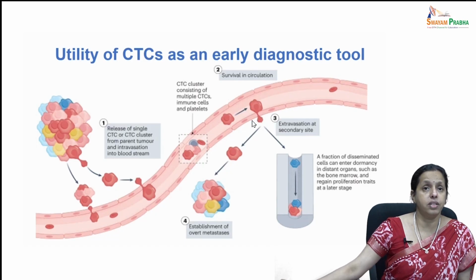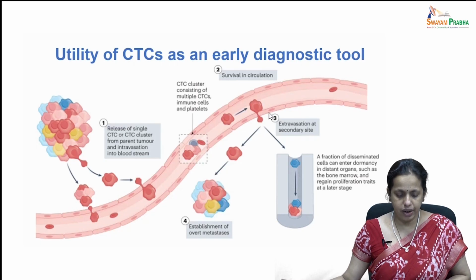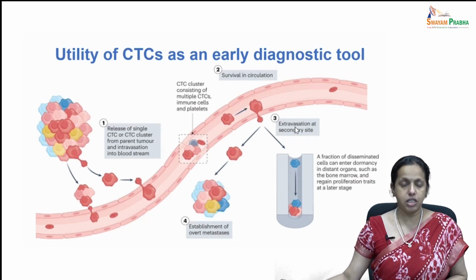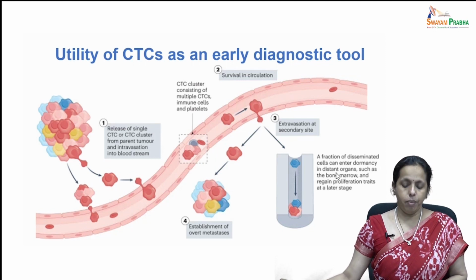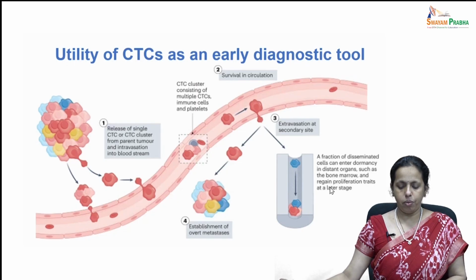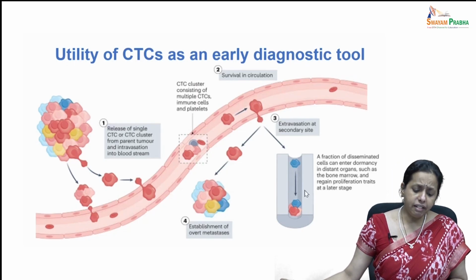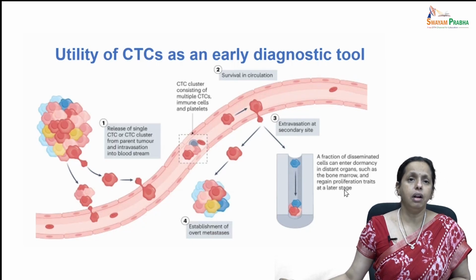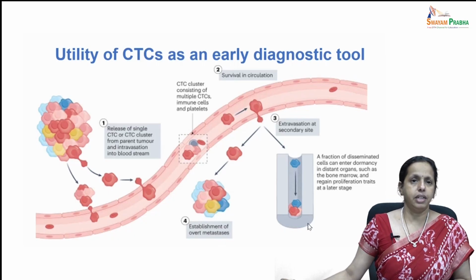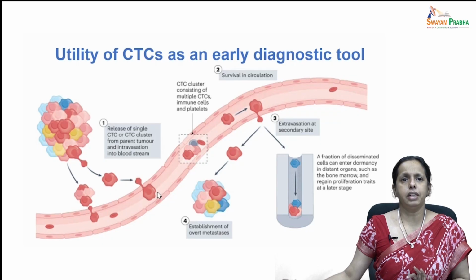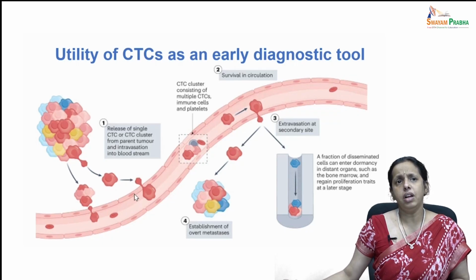They will survive. First thing, as I mentioned before, they have to survive in the circulation, and then again you have a fraction of these disseminated cells where they have to establish extravasation at the secondary site. A fraction of these disseminated cells can enter dormancy in a distant organ such as your bone marrow, and then they regain the tumor properties after a particular time, and then establish metastasis there. This is the importance of how circulating tumor cells are present in the blood.